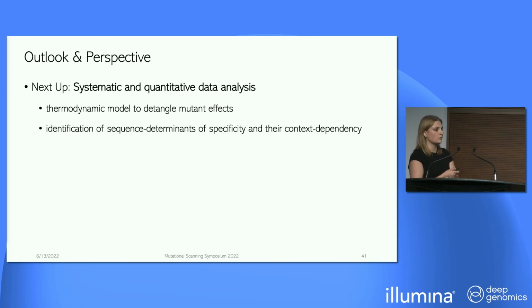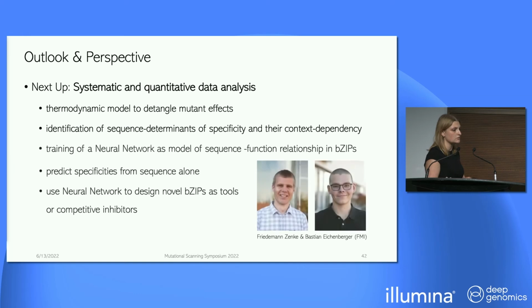And this is what we will work on now, and also this thermodynamic model that I mentioned before, to disentangle the mutant effects and really pin down what each mutation does. But where it might get a bit tricky is this context dependency of the mutations. And this is why, in parallel, we're also working with another group at FMI that's led by Friedemann Zenke, and the major work is done by Bastian, a PhD student. And they're training a neural network as a model of these sequence-function relationships in bZIPs.